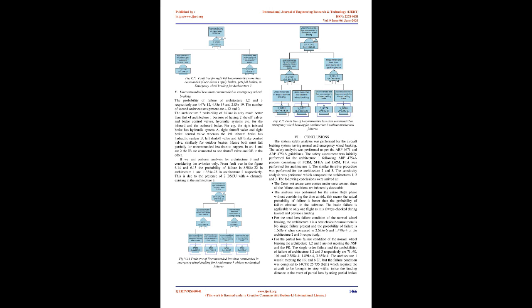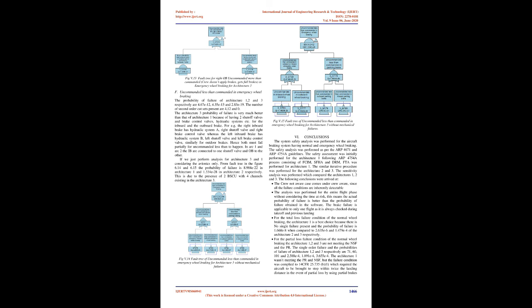2.682 E7 is more than any other uncommanded application since the hardware monitor is present to prevent BSCU faults, as shown below in Fig 6.11, 6.12 and 6.13 for architecture 1, 2 and 3 respectively. Fig 6.13: fault tree for right OB uncommanded more than commanded, crew doesn't apply brakes, gets full brakes, in emergency wheel braking for architecture 3.